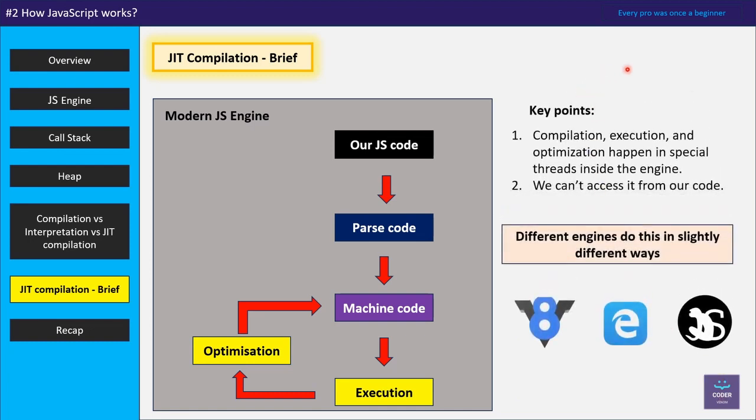Here you can see some key takeaways from this. Compilation, execution and optimization happen in special threads. So these processes happen in special threads inside the JavaScript engine. We can't access this by using our code. But this is an overview of JIT compilation. Mostly, different engines use this in different ways according to their needs, but this is the overview. You can see V8, Edge or SpiderMonkey using this way, but slight changes may occur.